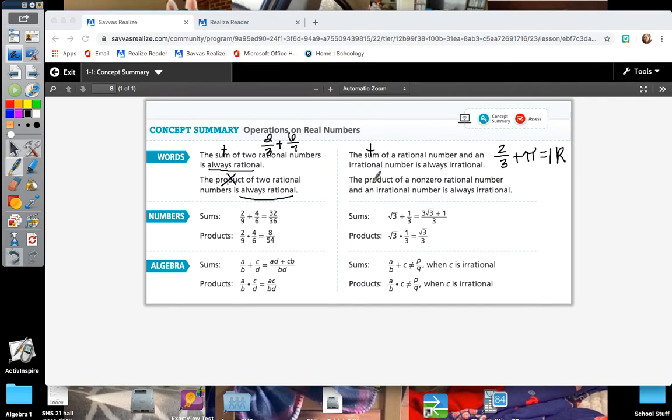If we take the product and multiply a non-zero rational number, remember 0 had an exception on it, but if it's not 0 and we take 2/3 times pi, it's always going to be irrational. Just remember 0 was the exception there, for 0 it came out to be rational. And then they plugged in numbers to give you more examples down here. So you can look at those.